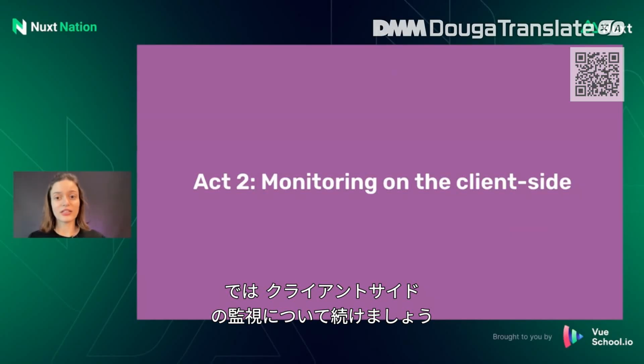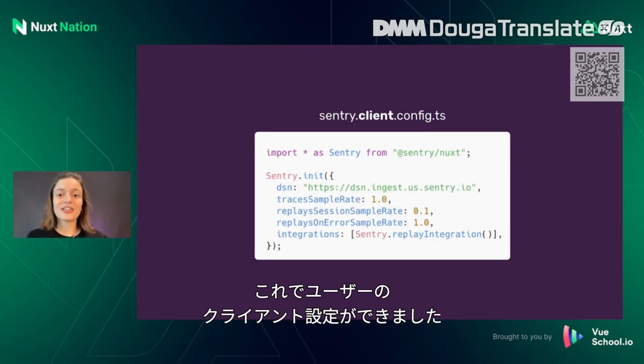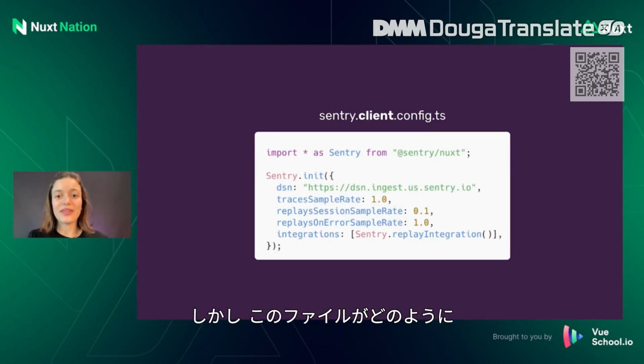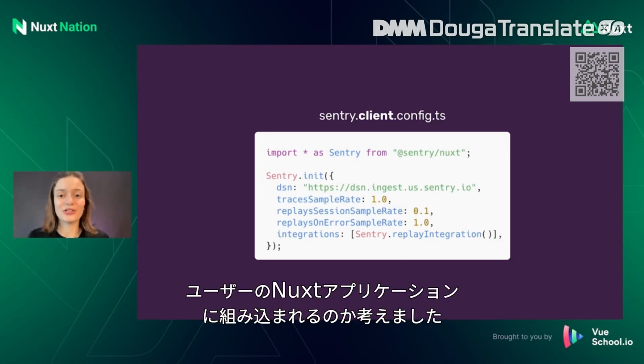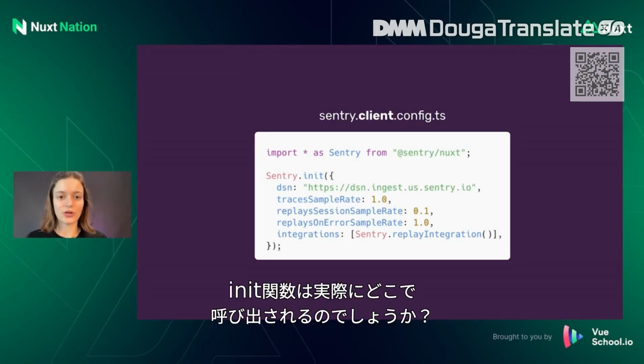So let's continue with monitoring on the client side now that we set up all this configuration for the user. We now have the client configuration by the user, but then I ask myself how this file can actually be included to the user's Nuxt application. So where do all your Sentry options go, and where is your init function actually called?